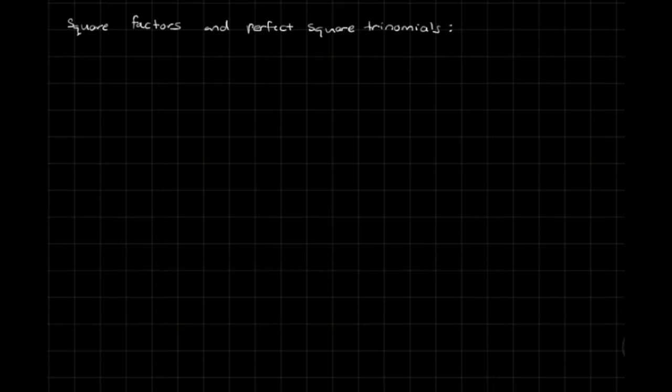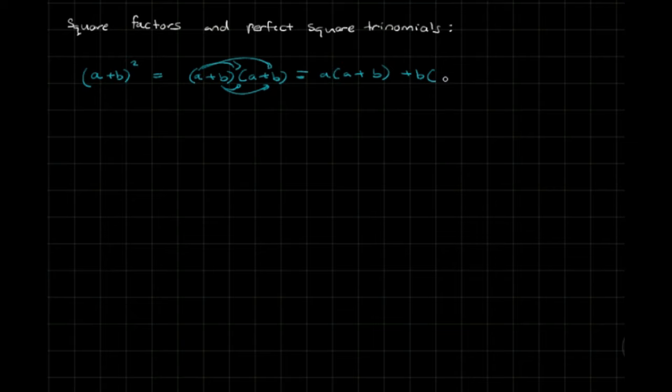Okay, let's address square factors and perfect square trinomials. A square factor is where there's a single factor that is to a power of 2, right? It's squared. And if we expand this, we can use the FOIL method. So we can write this as a plus b times a plus b. If we use this rainbow distribution, we have a times a plus b and positive b times a plus b, right? So if we use the distributive property and expand this, we get a times a, which is a squared, plus a times b, which is ab, plus b times a, which is also ab, it's the same thing, plus b squared. If we collect the like terms, we get a squared plus 2ab plus b squared.